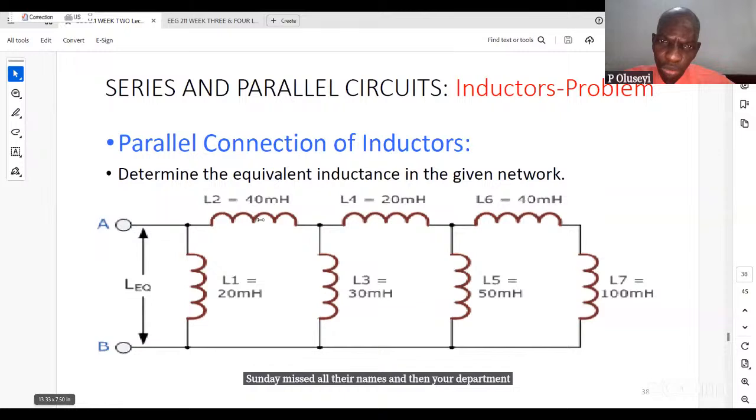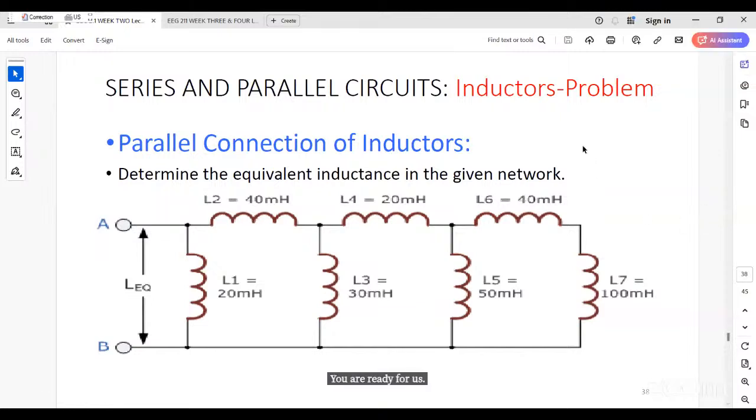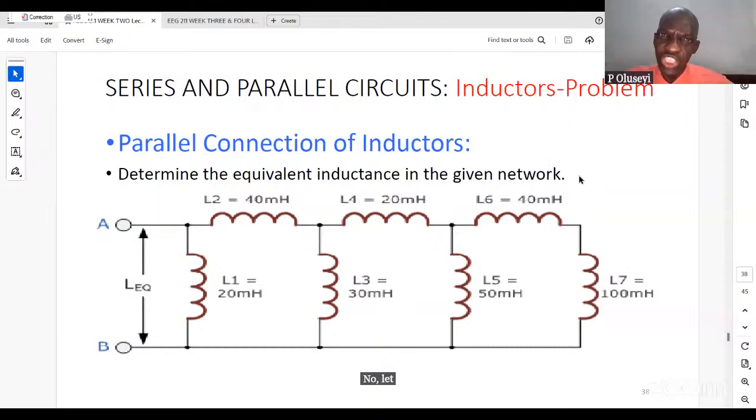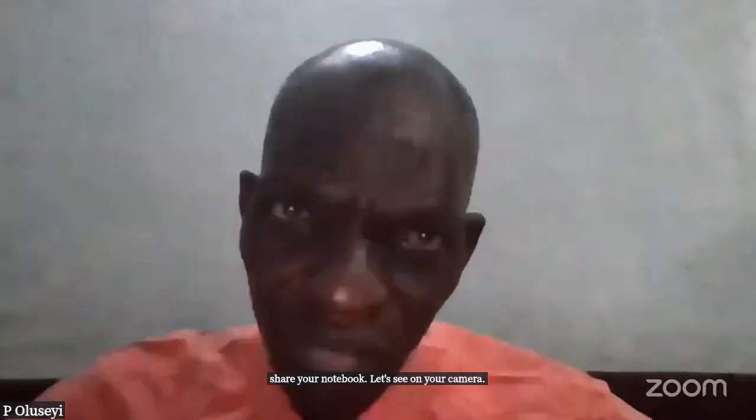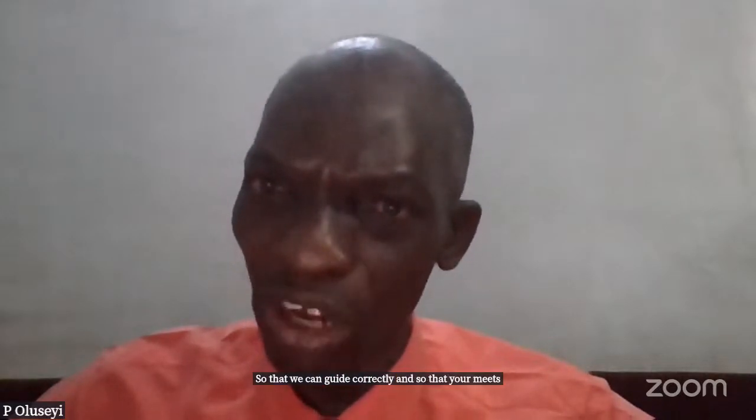Yes, Matthew, you are ready for us? So I'm getting 14.9 million. No, let's share your slide. Share your notebook. Let's see it on your camera. My camera is not bright. Don't worry. Let's just see what you have, because we will need to see what you have so that we can guide correctly.